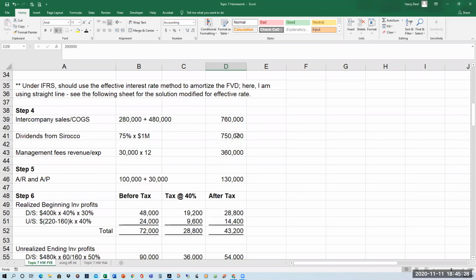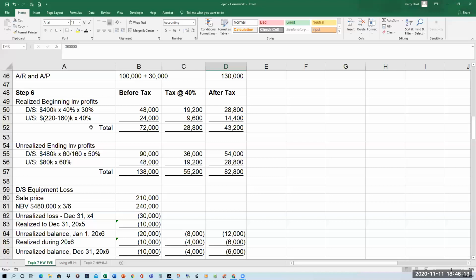Now, step 4 is about eliminating intra-company revenues and expenses. So $760,000 you will eliminate, i.e. minus from the sales and from cost of goods sold. $750,000 of dividends from Sirocco you will minus from other income. And the management fees you will subtract from the other income, $360,000, and also subtract from other expenses, or wherever these management fee expenses have been recorded by Sirocco. Most likely it'll be other expenses.